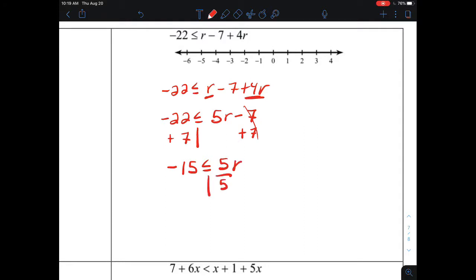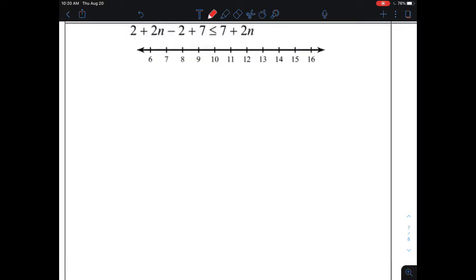And now we're going to divide both sides by 5. Negative 15 divided by 5 is negative 3. And I have a positive r. The inequality sign does not flip because we did not divide both sides by a negative. So our final answer here is negative 3 less than or equal to r. So solid circle, negative 3. The opening of the inequality sign is towards the r. So I'm shading towards bigger numbers. All right, next one here.